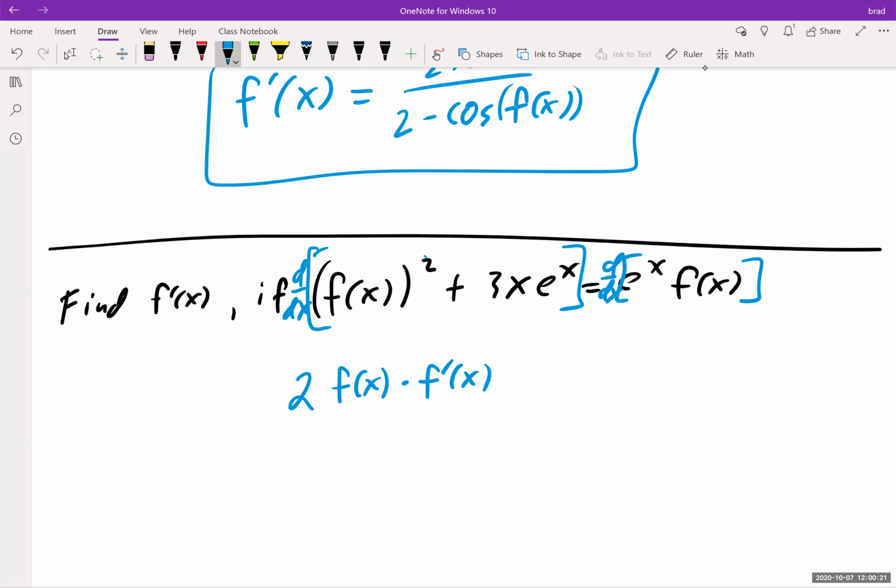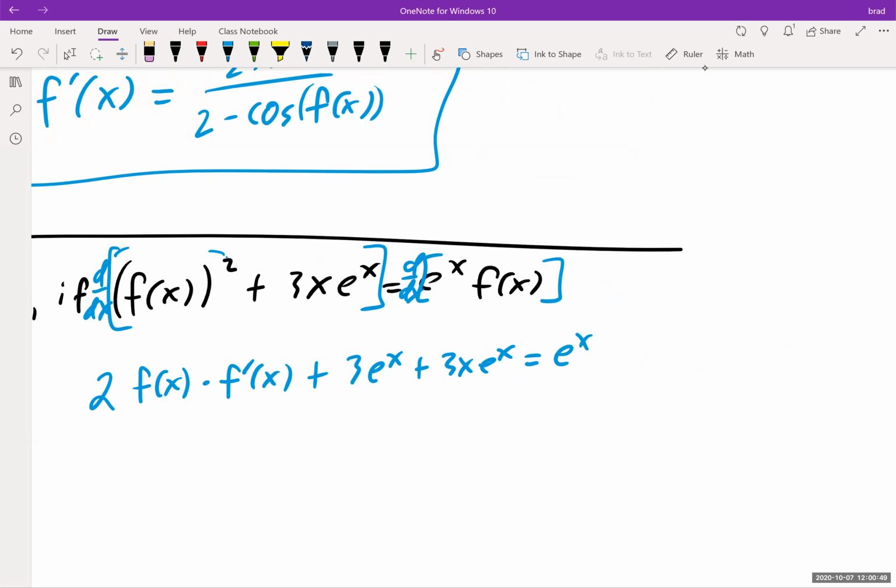So take the power, put it in front, that would be this guy, reduce the power by 1, so that's why it's a 1 now, and then attach the chain. Rewrite the inside, reduce the power by 1, and then attach the derivative of the inner function, which would be f prime. Now I have to take the derivative of this, but this is a product rule. So this is going to be 3e to the x plus 3x e to the x equals, oh, another product rule. Great. e to the x f of x.